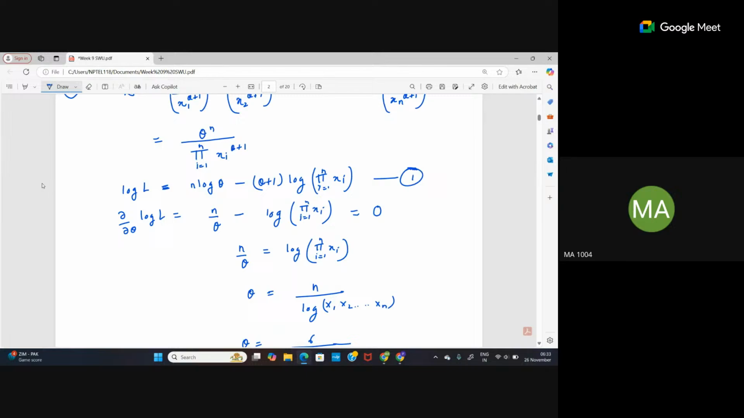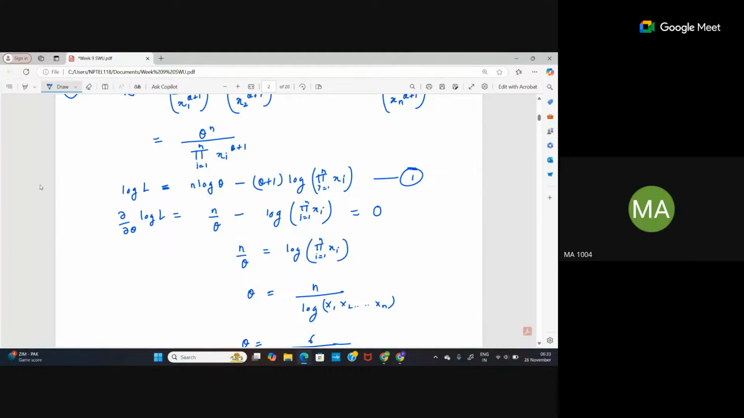So why will you differentiate it with respect to theta plus 1? Let us say u is theta plus one, and v will be log of product of x's. See, we differentiate with respect to that variable which we have to estimate. So here we have to estimate theta, so we will be differentiating it with respect to theta. Okay, understood, got it.